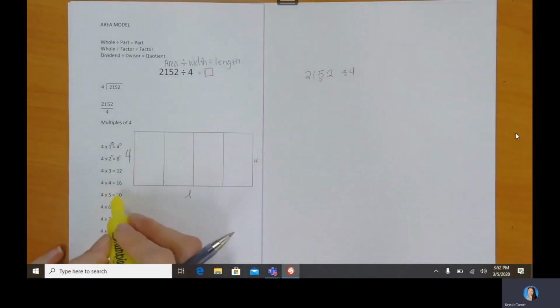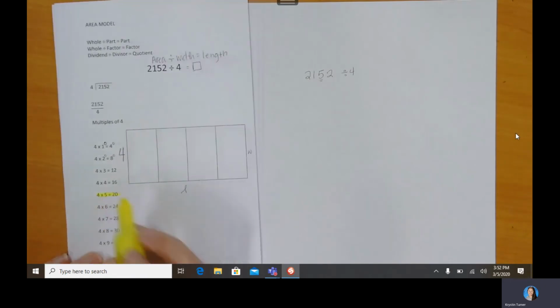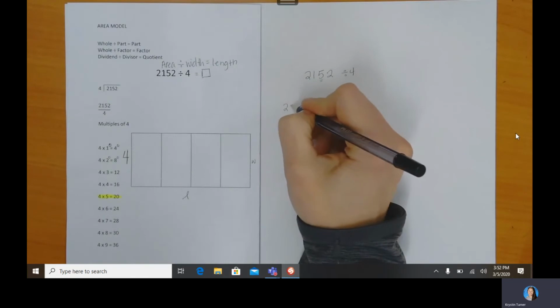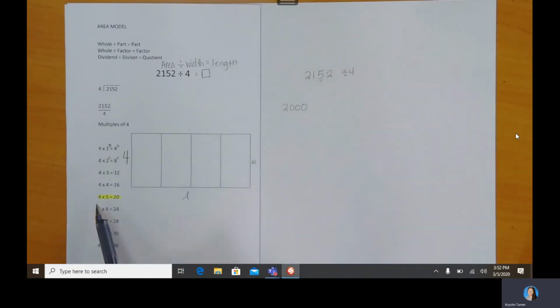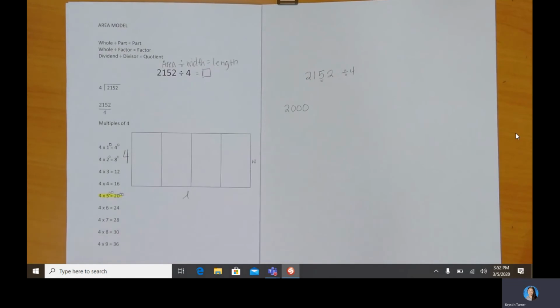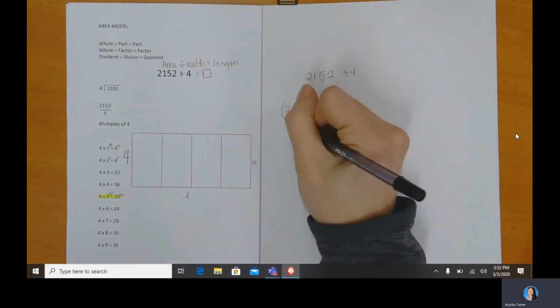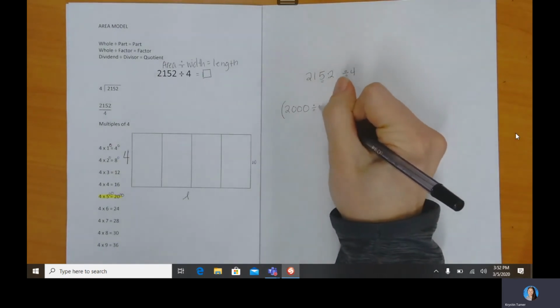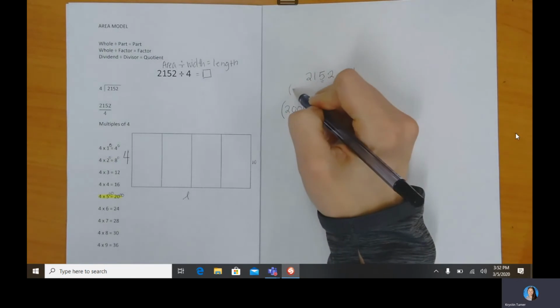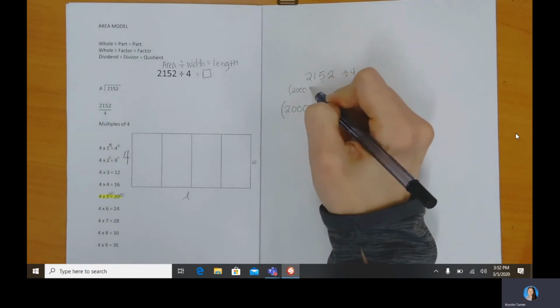Now, since I see this 4 times 5 is 20, I am going to decompose this into 2,000. Since 4 times 5 is 20, then I know that 4 times, and I'm going to add 2 zeros to the 20 to make 2,000, then 2 zeros to the 5 to make 500. So then 4 times 500 would be 2,000. So I can take 2,000 and I can divide 2,000 by 4. So far I've decomposed it into 2,000.